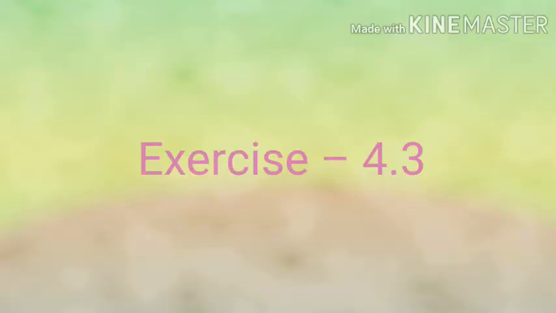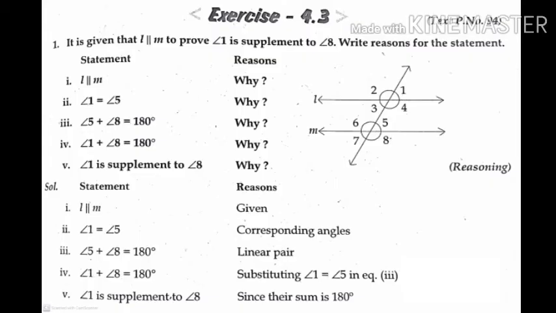Let's start exercise 4.3 problems. First question: given that L is parallel to M, prove angle 1 is supplementary to angle 8. Write reasons for the statements. Headings: statement on the left side, and reasons on the right side. The first statement, L is parallel to M. Solution: it is given in the problem.